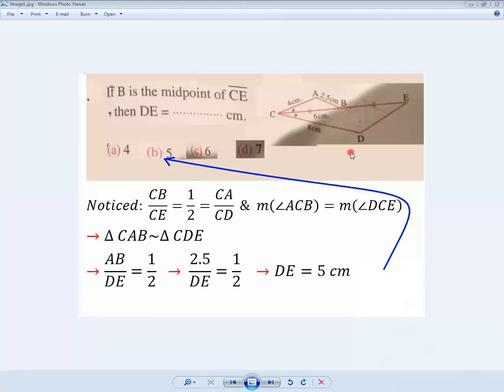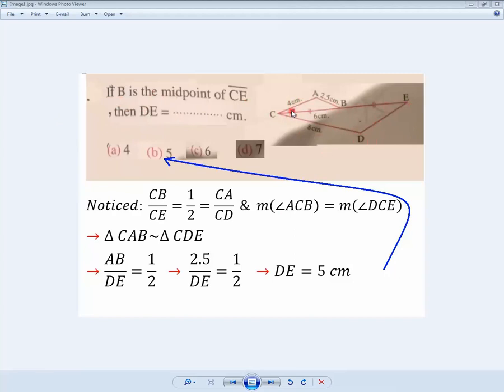The figure here shows triangle ABC and triangle EDC. As you see, the lengths here are 2.5, 8 centimeters, 6 centimeters, and B also is the midpoint of CE. The problem says B is the midpoint of CE. What's DE? He asked for the length of DE.